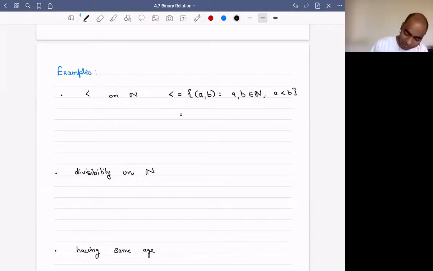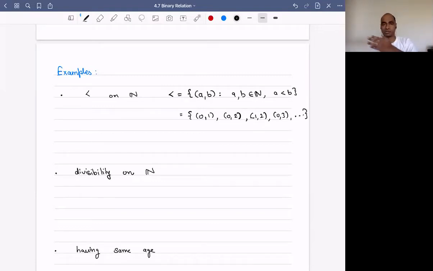So let me write a few elements. The elements will look like 0 is less than 1, 0 is less than 2, and 1 is less than 2, 0 is less than 3, and so on. Of course, there's an infinite number of elements, and I can't write them all using the roster notation. I have to use the set builder notation. But I can try to pictorially describe it, and it will look like this.